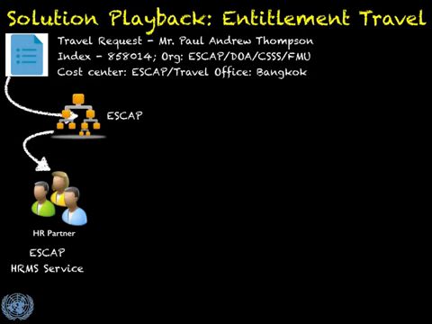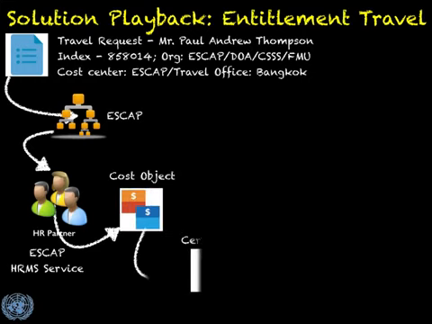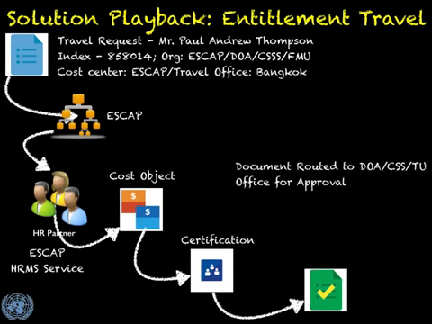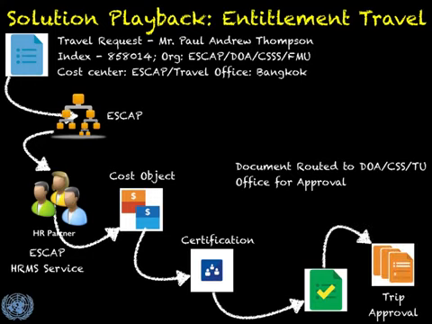Then the system reads the cost object of the travel request and then goes to the certification officers, as we explained in the previous slide. Then it goes to the travel approving officers as per the relationship of the travel unit to the SCAP entity. Then the trip is approved and the trip can be commenced. This is for creation of a new travel request.